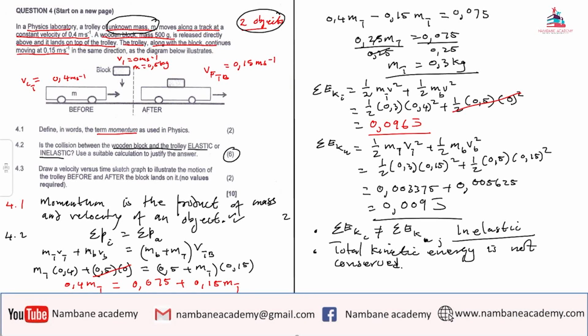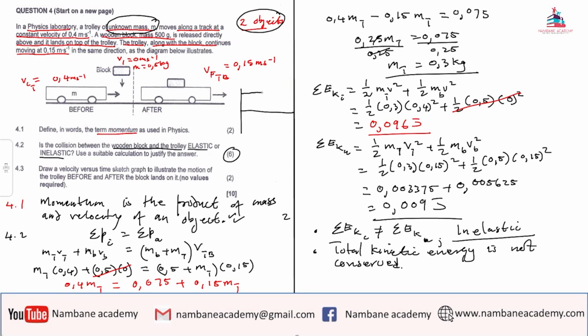Then we know that the remedial part of the things is actually working well. Ladies and gentlemen, let's go to 4.3. Draw the velocity versus time sketch to illustrate the motion of the trolley before and after. No values needed. This one is easy. I'm just going to squeeze it in here. No values needed.